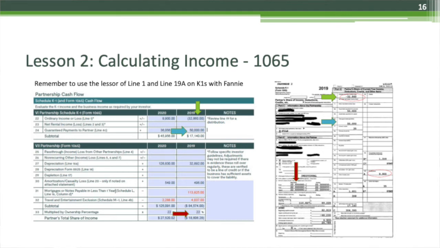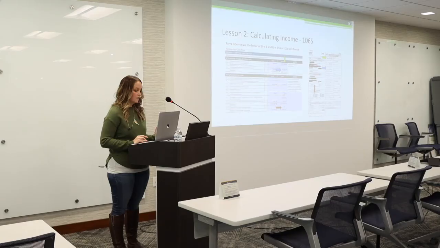And then again, he's a 22% owner in 2019. Now this can change. In 2019, you could be a 50% owner. In 2020, you could be 35. So you do have to make sure that you're looking for each one when we're doing this.